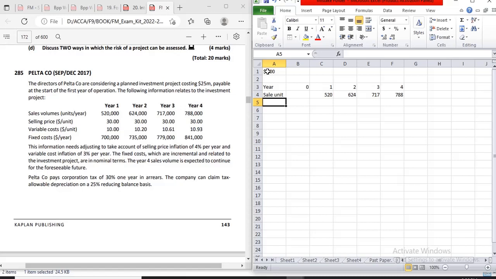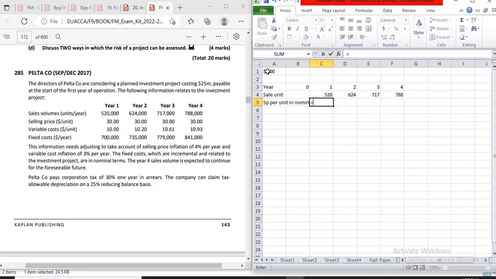This information needs adjusting to take account of selling price inflation of 4% per year and variable cost inflation of 3% per year. The fixed costs, which are incremental and related to the investment project, are in nominal terms. So this is a case of specific inflation, because the selling price has been inflated by one rate and the variable cost by another rate. This is not a case of general inflation. So we have to calculate the selling price per unit in nominal terms. Currently it has been given in real terms.